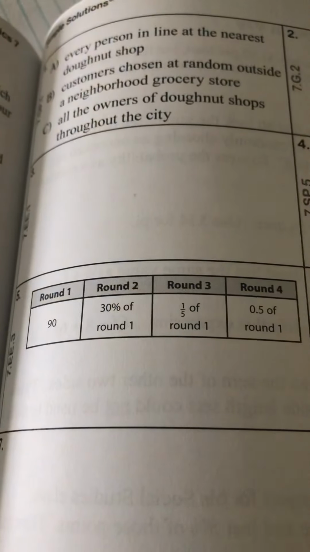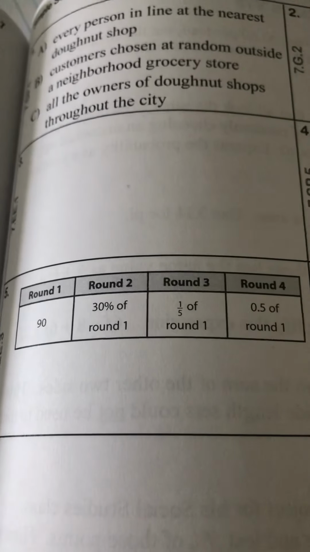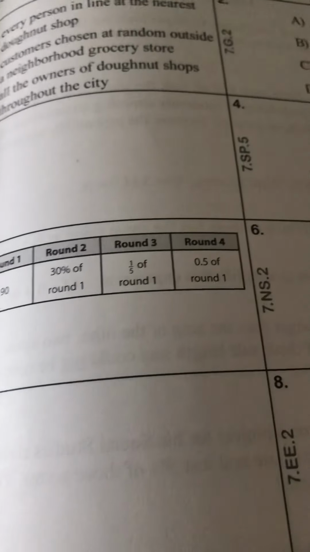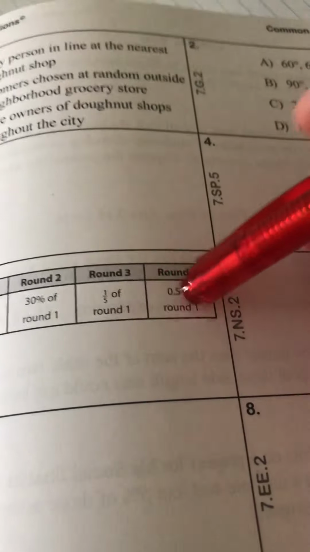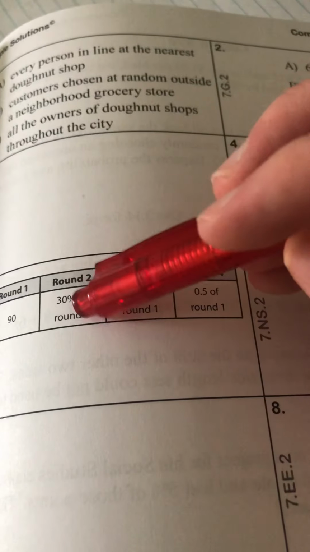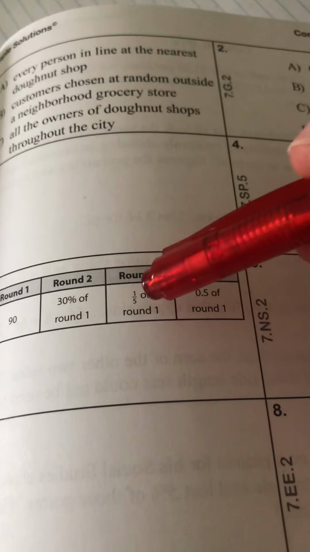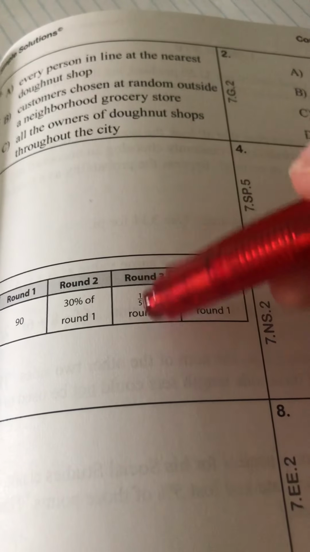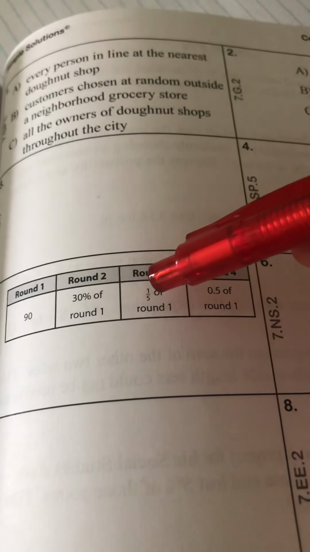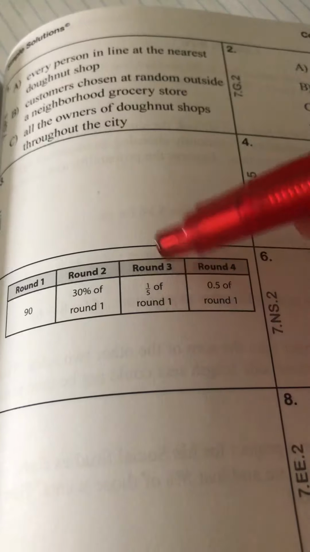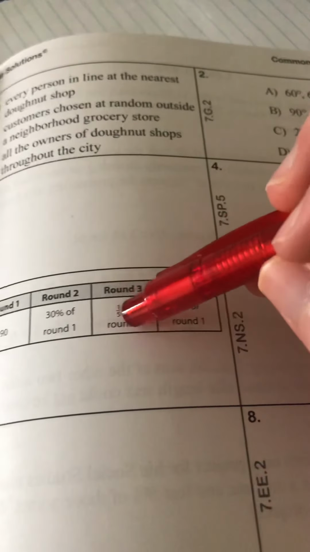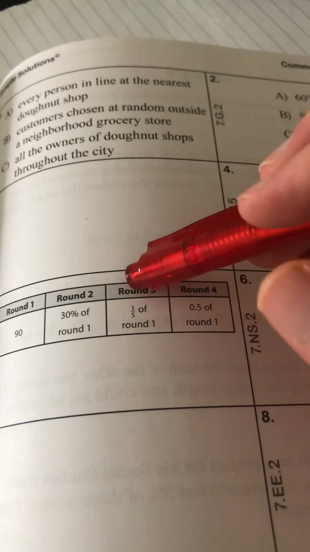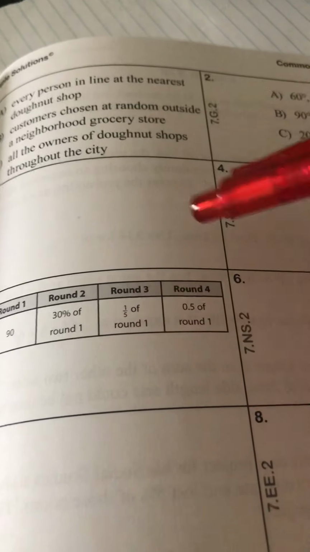So you don't even have to find the percentages of 90. You can just base it off converting these two into percents. So you already have 30% here, so just leave this be. 1/5 of round 1. 1 over 5, that is 20%. So you already know round 3 is not the correct answer, because that is 20%, and 30% is greater than 20%. So round 3 you can just mark out.